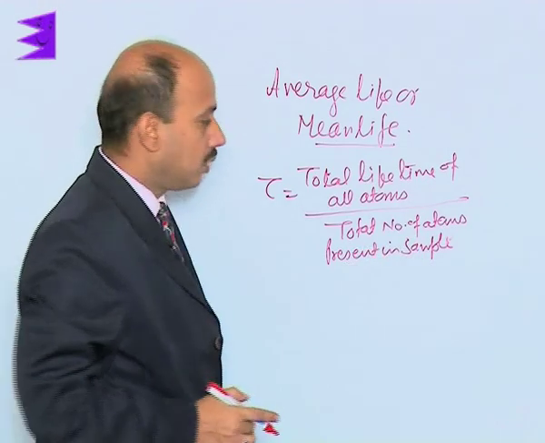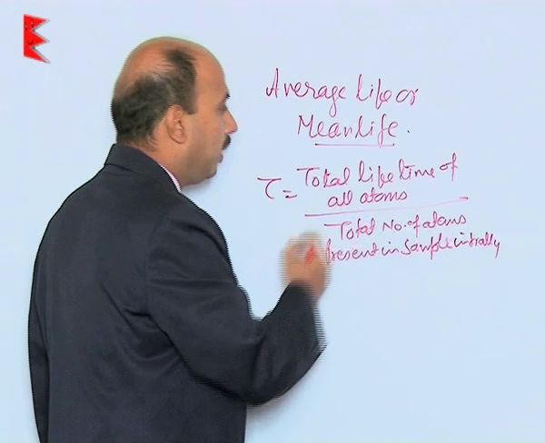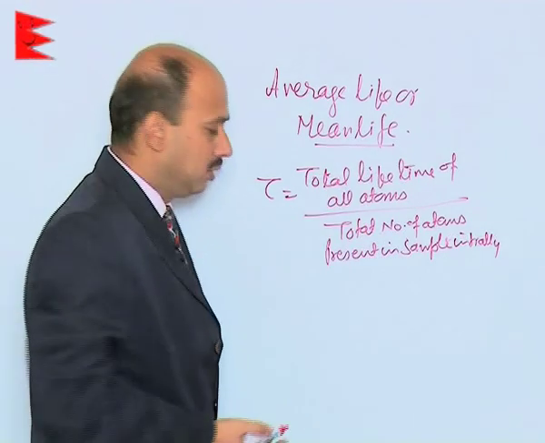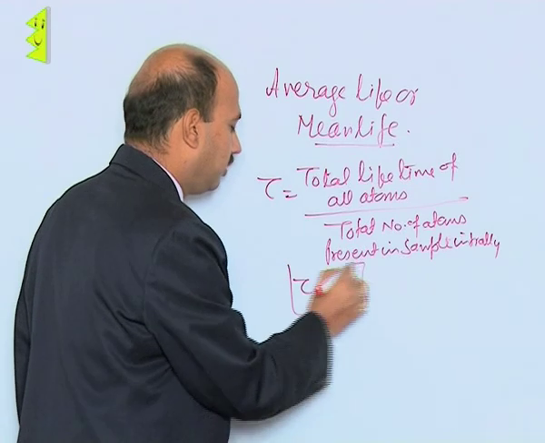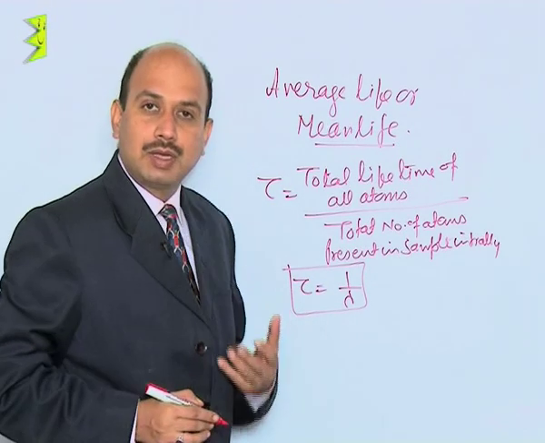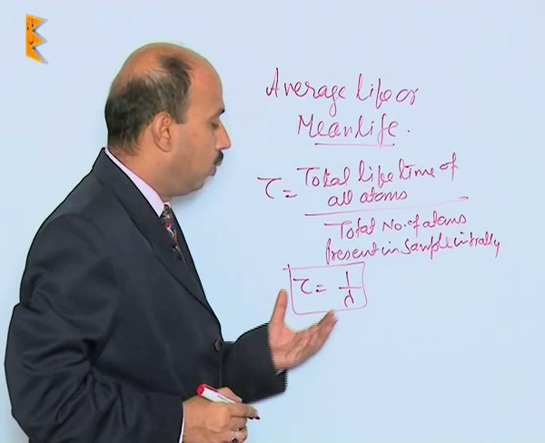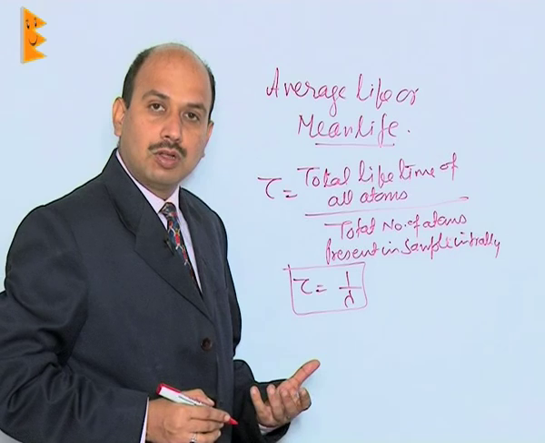So initially we can write here initially. So when we solve it we can get tau is equal to 1 upon lambda. So this formula is important for us. So average life or the mean life of the radioactive element is equal to 1 upon lambda. And you know the unit of this also we can do.